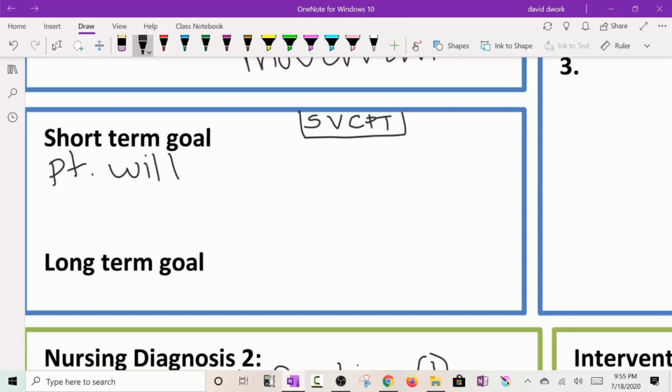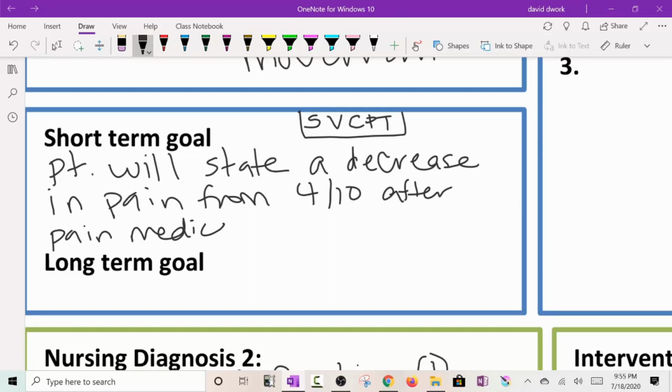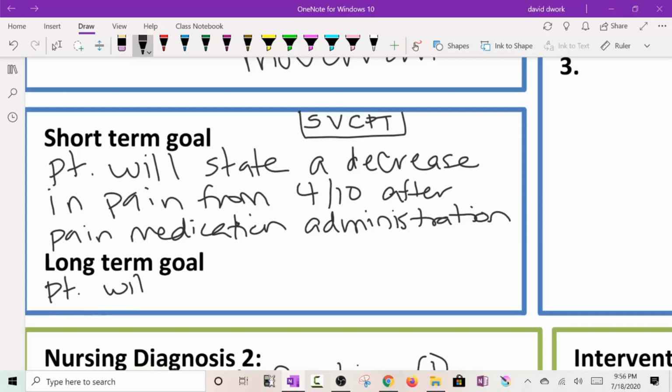What do we want to do? We want to reduce her pain, right? So patient will verbalize, state, whatever we want to say, state a decrease in pain from a 4 to 10 after pain medication administration. Or like I told you guys, you can put a time frame there if you have it. Remember, a long-term goal for her might be that the patient will be free of pain by discharge.